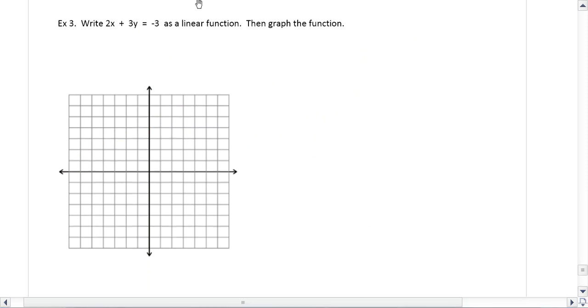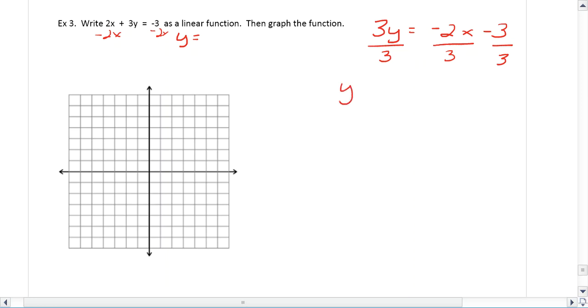All right, this example, we are to write this standard form as a linear function. And what your book means by that is a y equals function. So we'll do that and then we'll graph it. So once again, to start solving for y, we subtract the x term from both sides. So then I have 3y equals negative 2x minus 3. And then dividing everything, and remember it's everything, by that y coefficient. So then I have y equals negative 2/3 x minus 1.